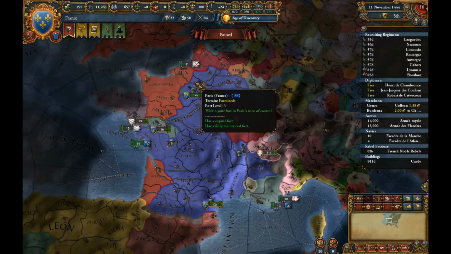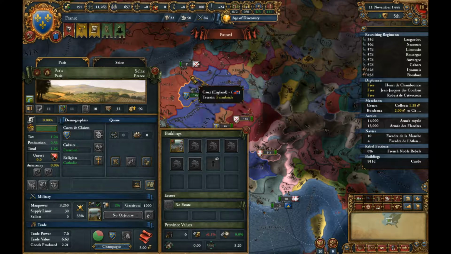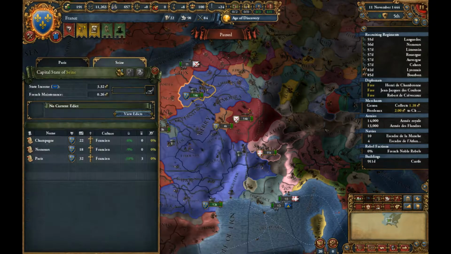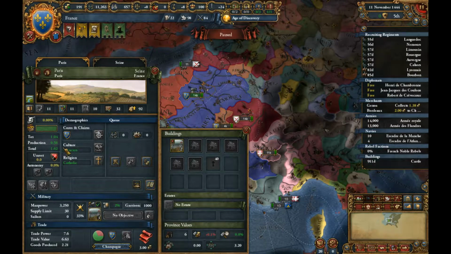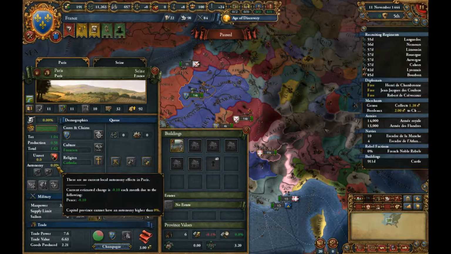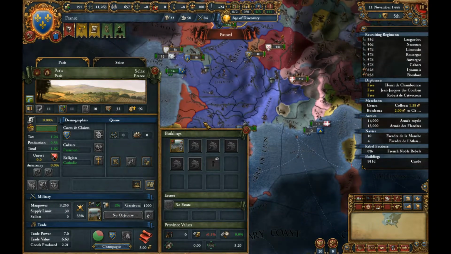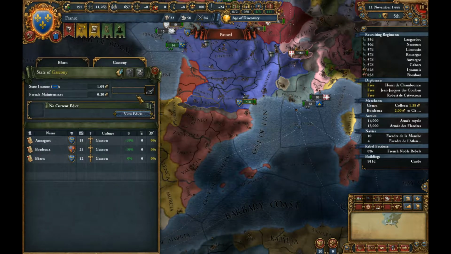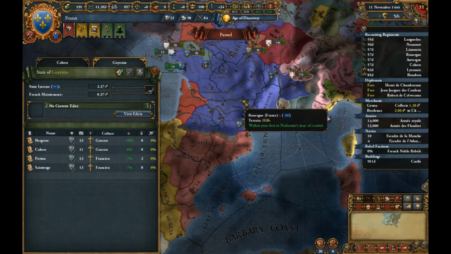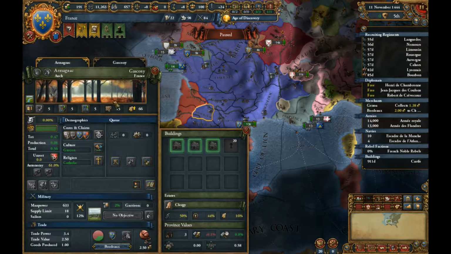You can do this in several ways. I go to Paris, and that's my province. The first point is to look if it's a state province. An important thing for your income is autonomy. The higher the autonomy, the lower your income. And the problem at the moment is that I have only states, so I cannot do this.